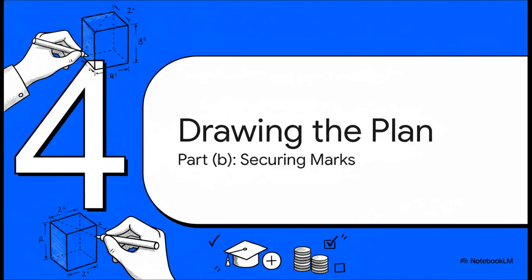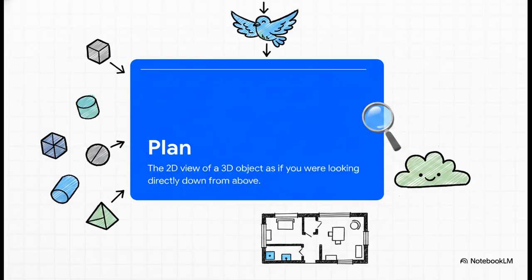Okay, part 1 is done. Let's move on to the second part, drawing the perfect plan. This is where we can pick up the next 2 marks. So first things first, what exactly is a plan? It's just a technical term for the view from directly above. Think of it like a bird's eye view. What would you see if you were looking straight down on top of the object?